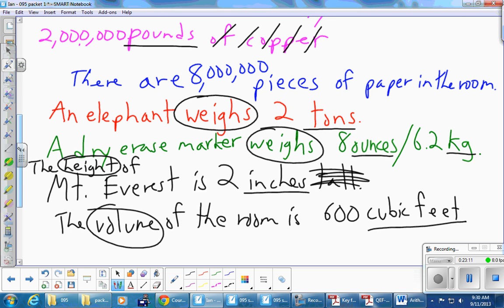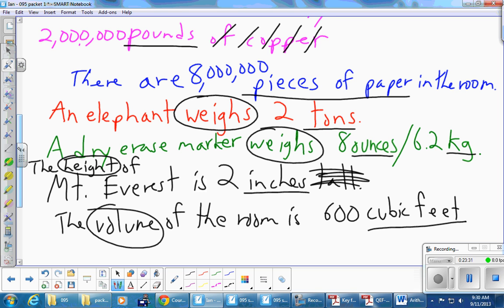When you ask the question, how many pieces of paper are there? Yeah, and so do we want to circle or underline that pieces of paper? It feels like that's going to be underlined. So 8 million pieces of paper is a unit. We are counting in pieces of paper. We're not counting in pounds, counting in pieces of paper.